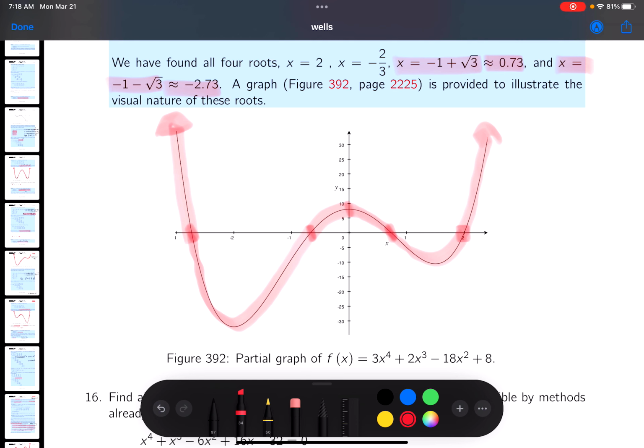Because once you're into calculus, what you can do is you can get these points over here, which are going to be relative minimums, and a relative maximum somewhere over here somewhere. All right? Okay, thank you.